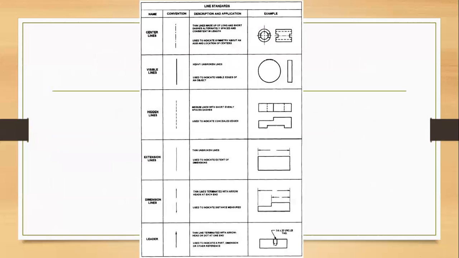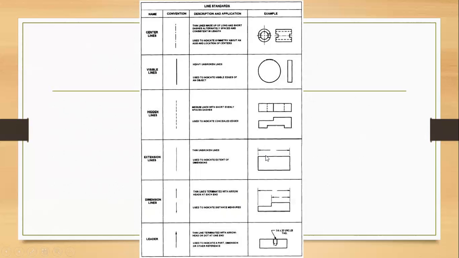So here we have some graphics about some of those lines that we were talking about. So we have our center line. This is typically how it would be drawn. Notice long, short, and this object here is defined by a center line. We have our visible lines that define the objects. Here we have a circular object and a rectangular one. We have our hidden lines, right? Our dashed line here, and it's represented over here.